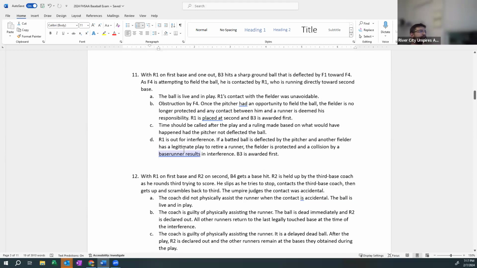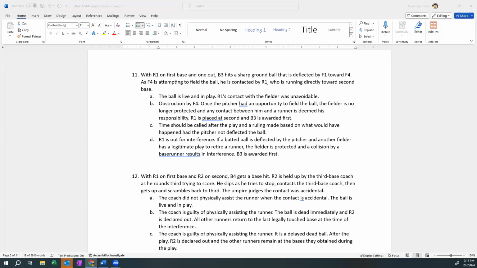With R1 on first base and 1 out, B3 hits a sharp ground ball that is deflected by F1 towards F4. So it's off the pitcher and is going towards the runner at second. As F4 is attempting to field the ball, he is contacted by R1, who is running directly towards second base. If you were paying attention to our clinics the last few weeks, you will actually have this answer. What do we got? It'd be D. R1 is out on interference.